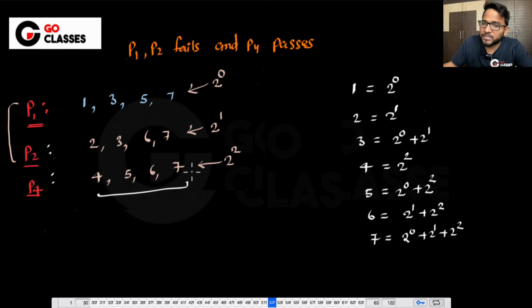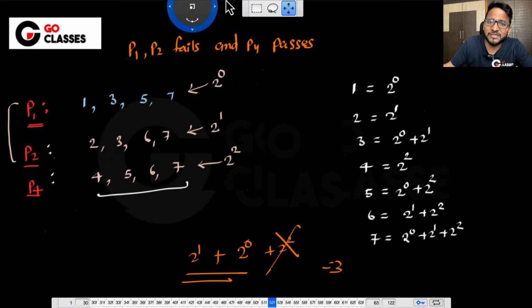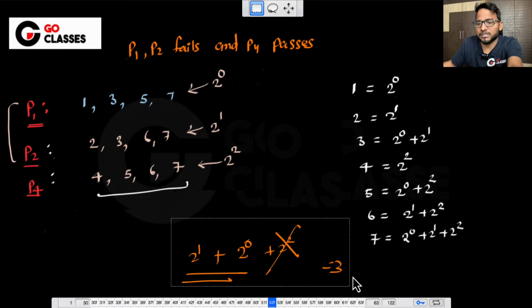This is taking care of everything which is having 2 power 2 in its expansion. Suppose if I say these two are having error, it means in its expansion, it must be having 2 power 0, it must be having 2 power 1. And then I'm saying that P4 is passing, which means it must not be having 2 power 2, which means 2 power 2 must not be there. It means the answer is just 3.